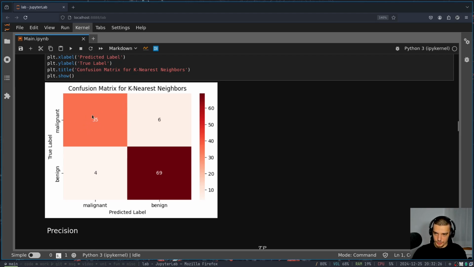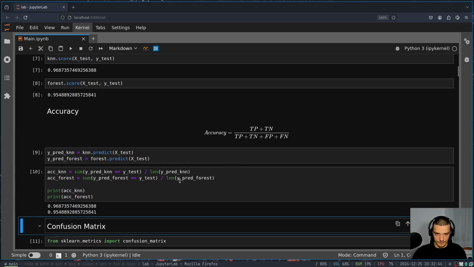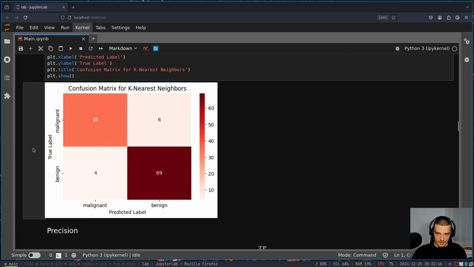This is true, I think malignant is 0, if I'm not mistaken. So that would be a true negative, this would be a true positive, this would be a false positive, and this would be a false negative. So we have these values that we have in the accuracy formula here as part of a confusion matrix.